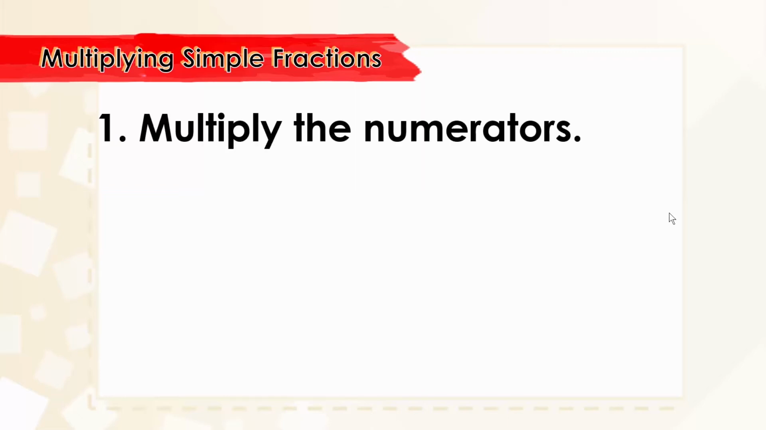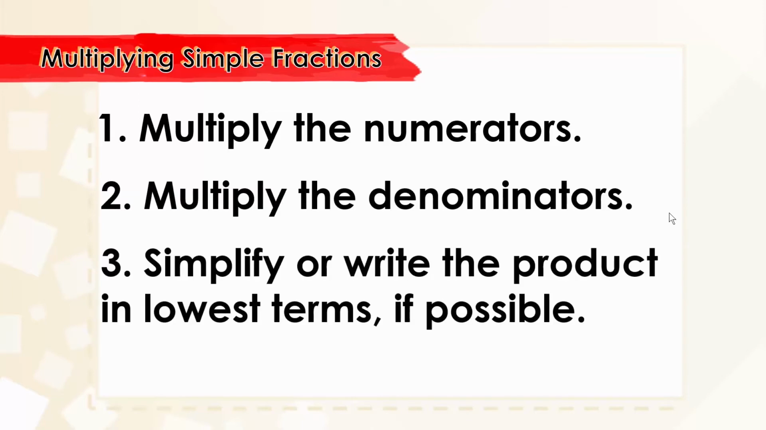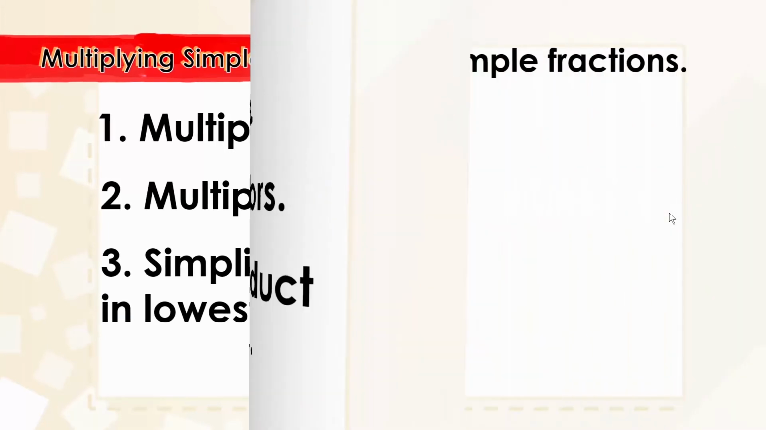In multiplying simple fractions, we follow these simple and easy steps. Number 1, multiply the numerators. Number 2, multiply the denominators. And number 3, simplify or write the product in lowest terms if possible. Let's try multiplying these simple fractions.